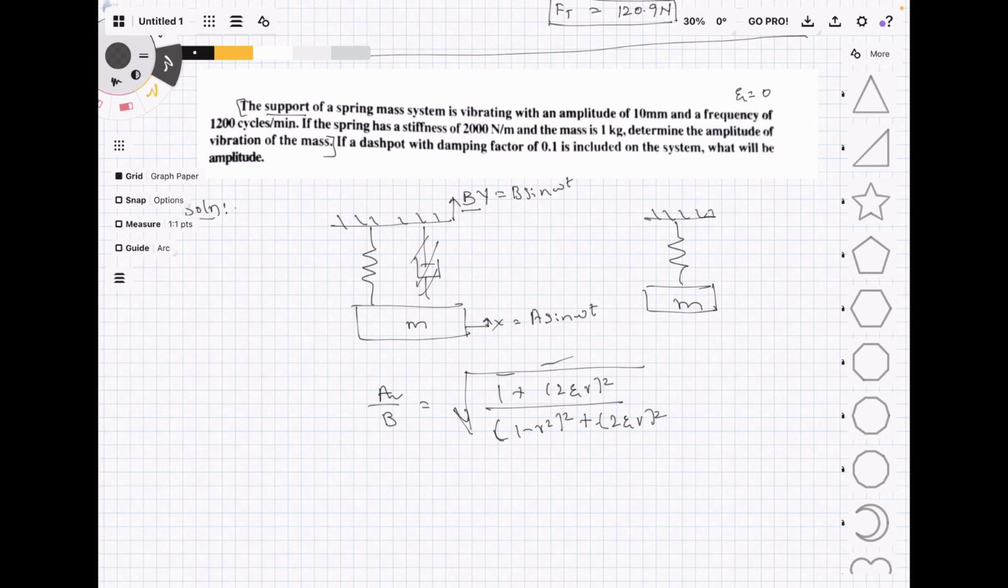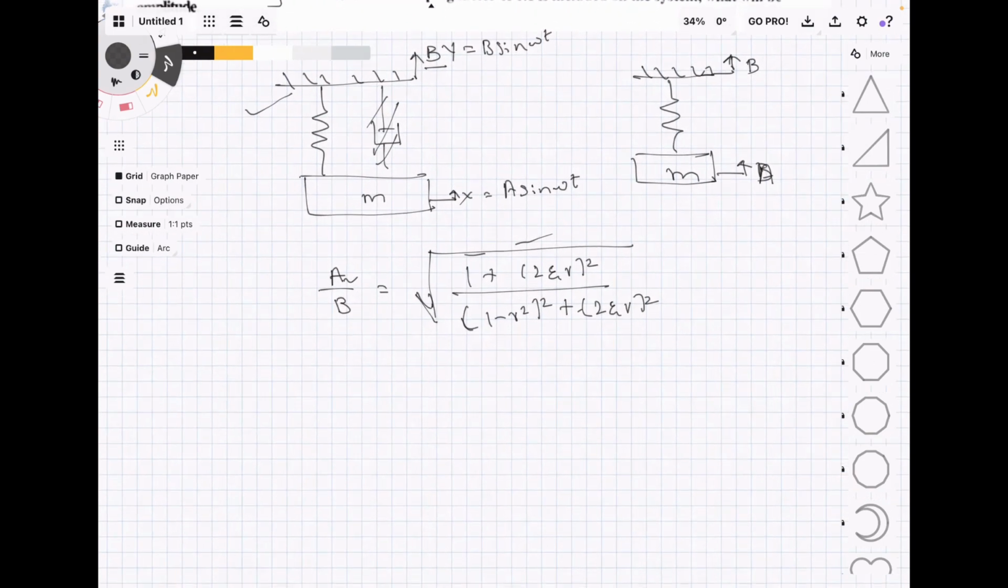This is the support which is having the motion B, and this is the mass which will be having an amplitude A. This is the general equation when we write it. Here he has told that it is a spring mass system, so there is no dashpot, which means zeta is equal to 0. So A by B will be equal to the square root of 1, since zeta is 0, over 1 minus r square the whole square, and this part will be 0.